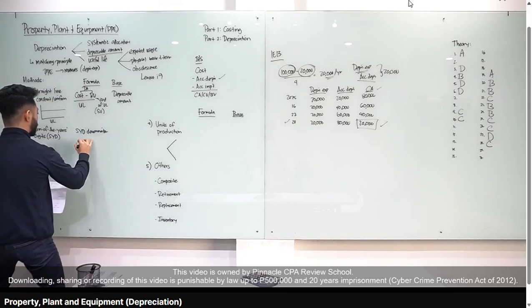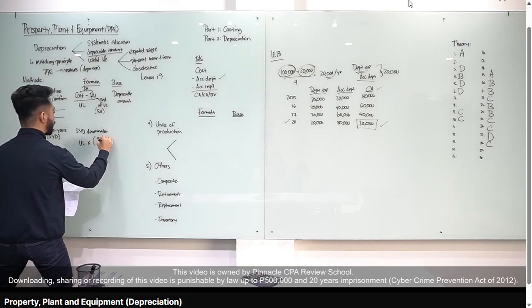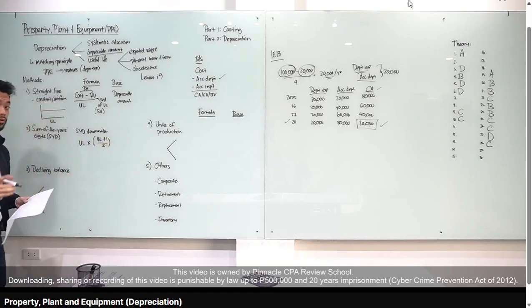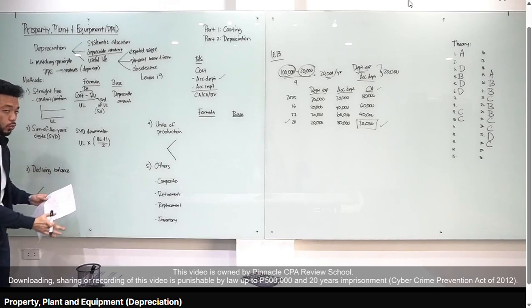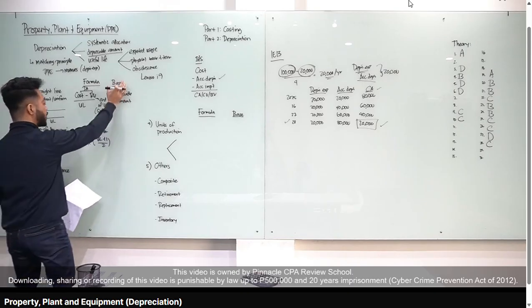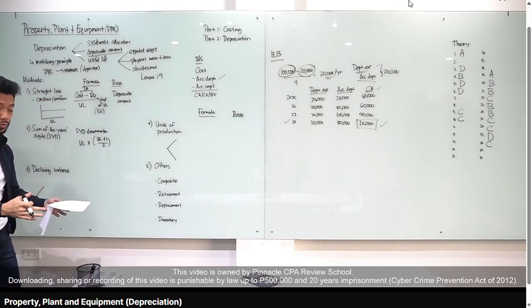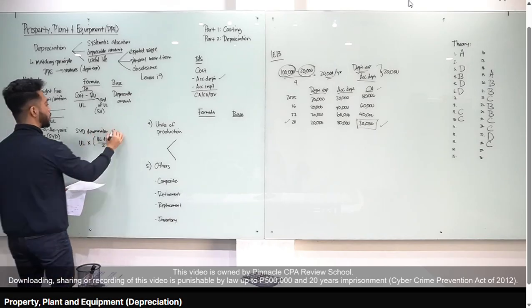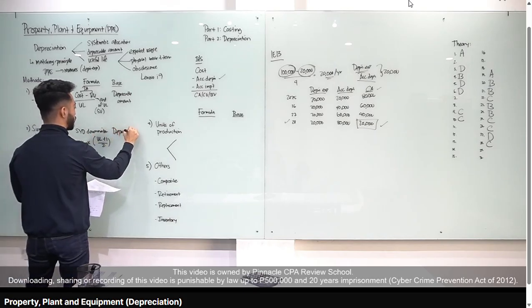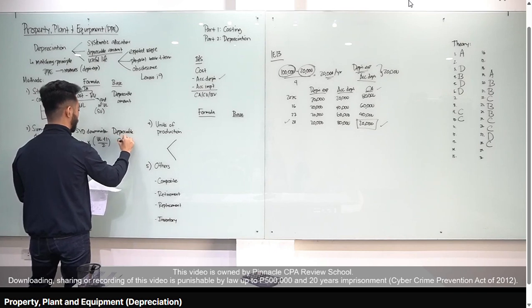May formula dyan class. Ito yung formula dyan. Useful life times useful life plus 1 over 2. So you have to remember the formula. Useful life times useful life plus 1 over 2. Now, yung base natin, again, yan yung numerator, or dyan natin i-multiply, yung SYD denominator natin is also depreciable amount. Okay? Depreciable amount.